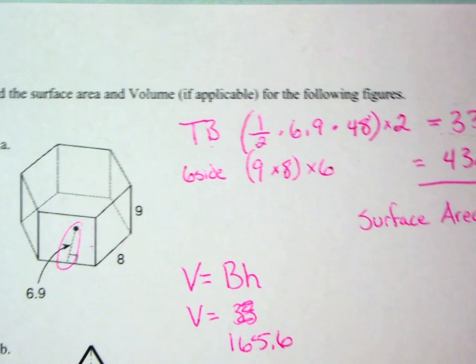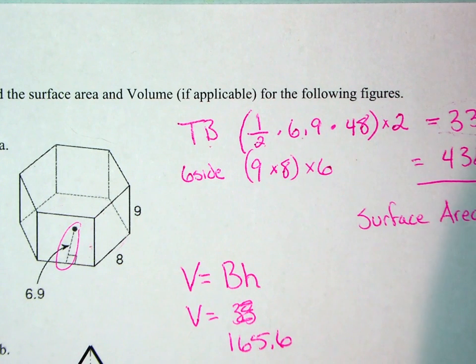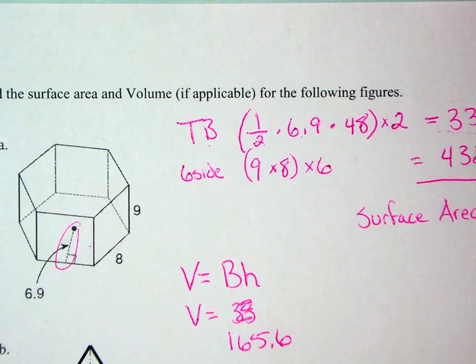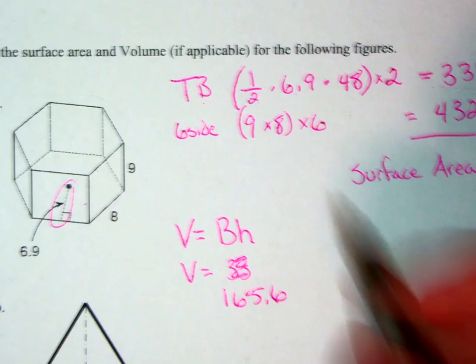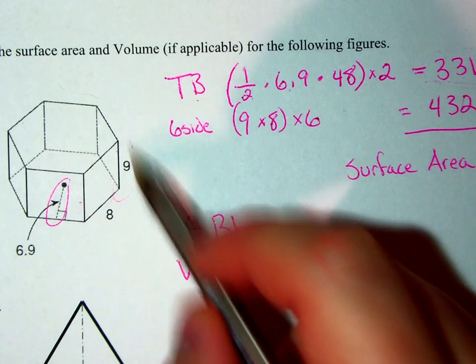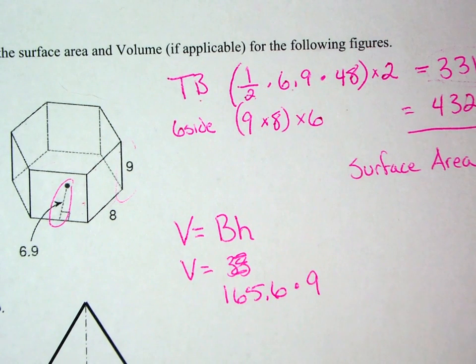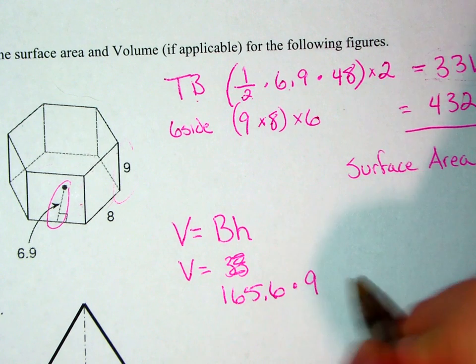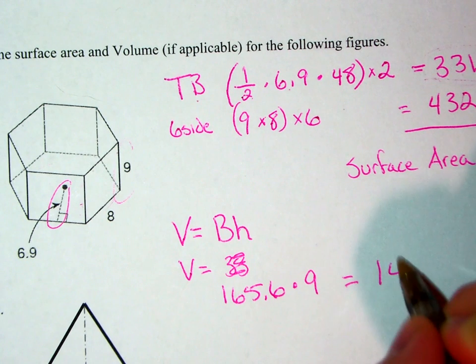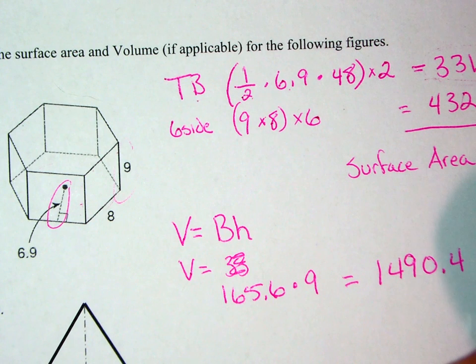If I needed to, I could have remultiplied this out. 1/2 times 6.9 times 48 would have gotten 165.6 times the height. Well, the particular height for this shape is 9. And that is going to equal 1,490.4 units cubed.